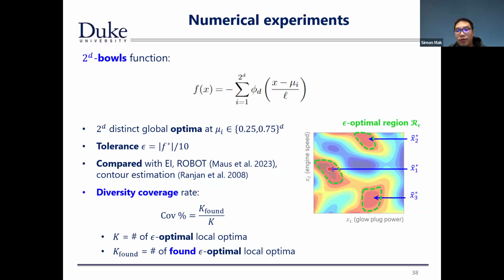And we deem a solution to be found. So in this case, we have 3 solutions. We deem a solution to be found if the optimization procedure puts a point within one of these regions. If I have a point here, then that solution is deemed to be found. Okay. And so the higher the coverage rate, the better.